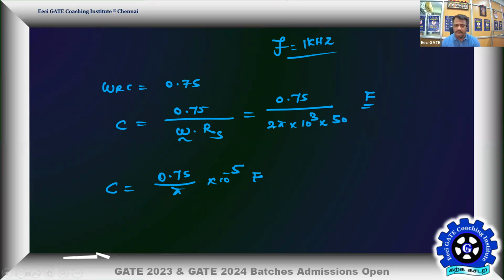2 into 50, 100. That's fine. So then C is equal to 0.75 by pi. 0.75 divided by pi will be 0.23873, into 10 power minus 5 farads. Therefore, I can say C is equal to 2.3873 microfarad. So up to how many decimal places?